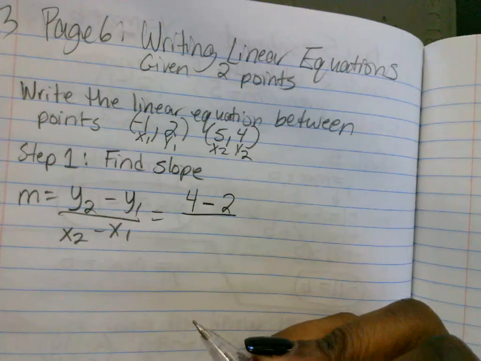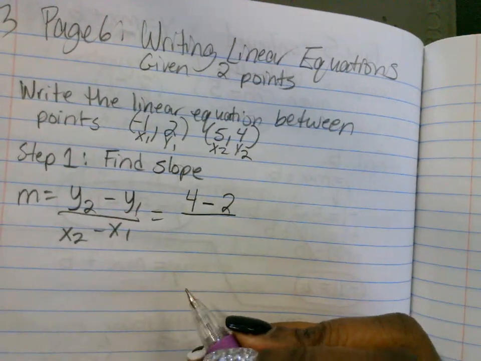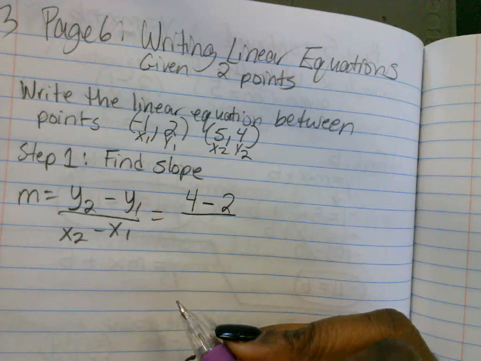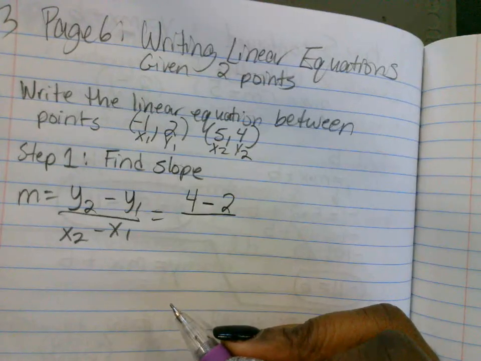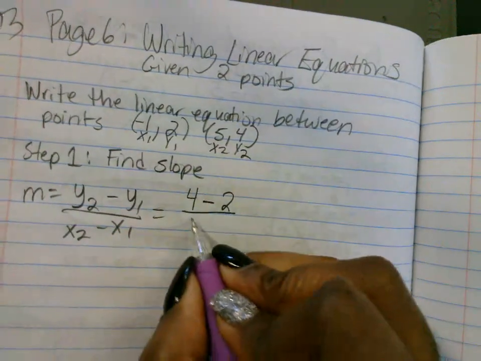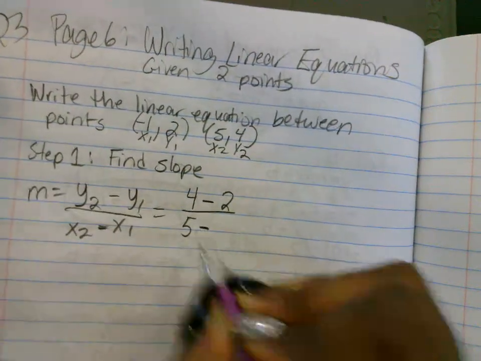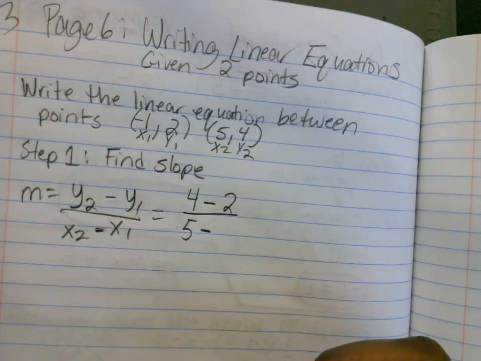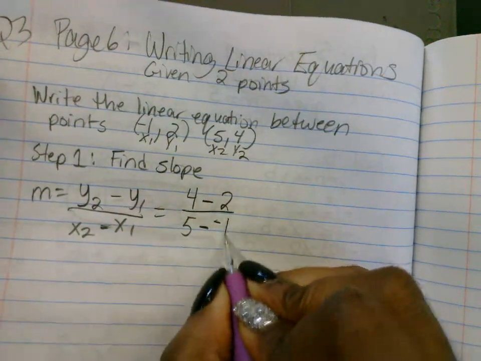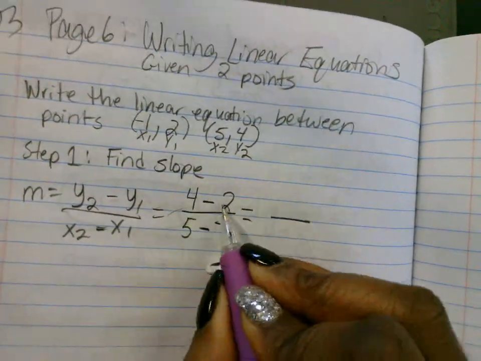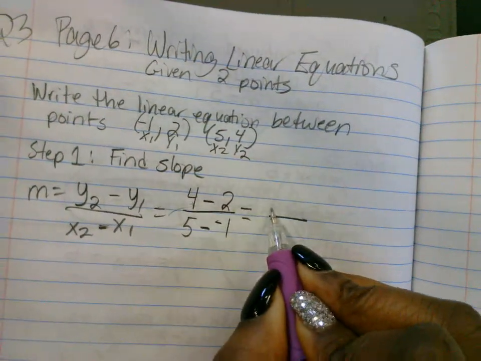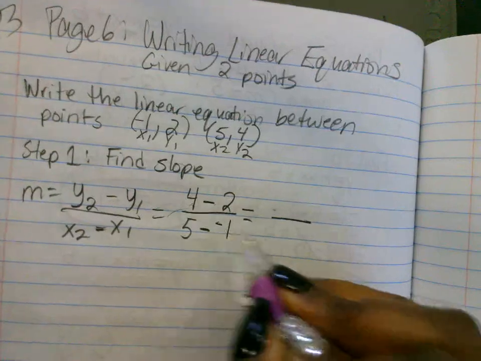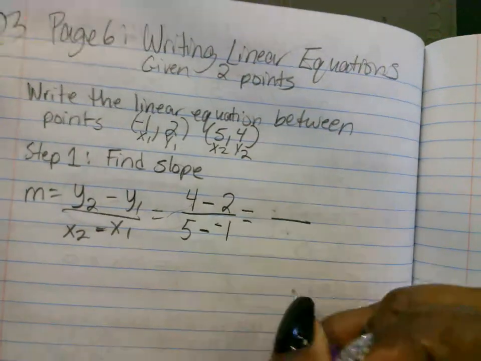Okay. What do we put on the bottom, Langston? Langston, what do we put on the bottom? Which one of those numbers is X2? 5. Minus is a part of the formula. Which one of those numbers is X1? -1. All right, y'all. Use your calculator. What is 4 minus 2? Don't say out loud. I want you to do it. Put it on the top. Then 5 minus a -1. Put it on the bottom, please.